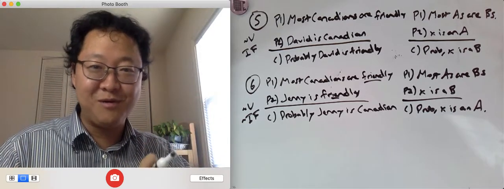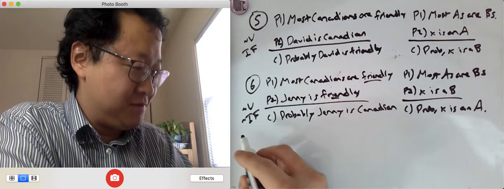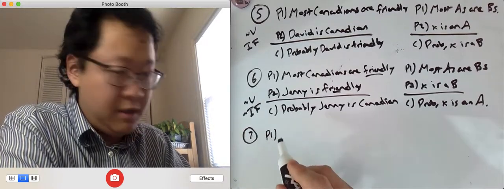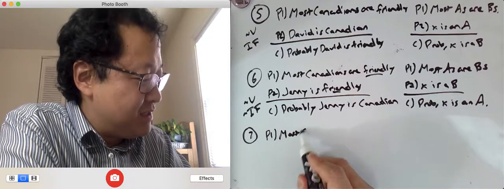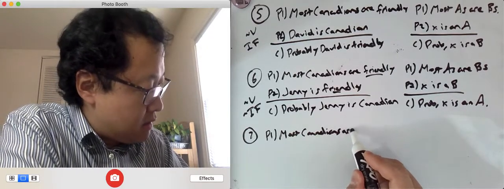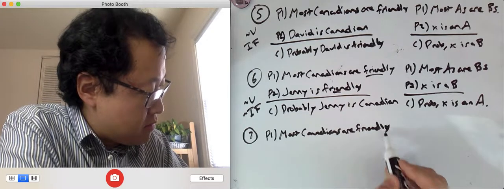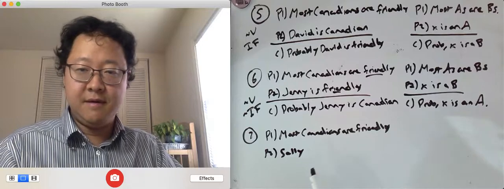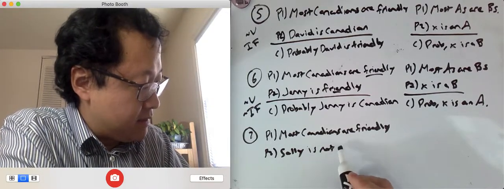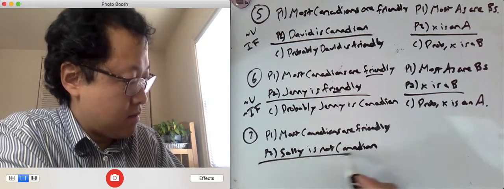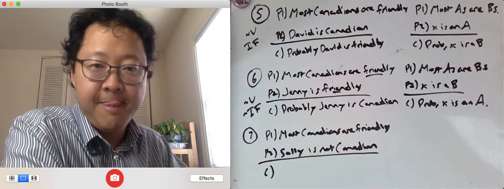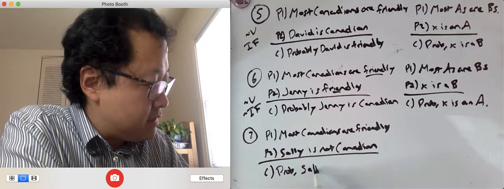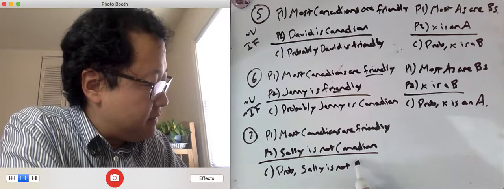So there are 7 new argument forms where we have to assess both validity and inductive forcefulness. And here's number 7. Premise 1, we'll start with our same first premise: most Canadians are friendly. Premise 2: Sally is not Canadian. Can we conclude this? Probably Sally is not friendly.